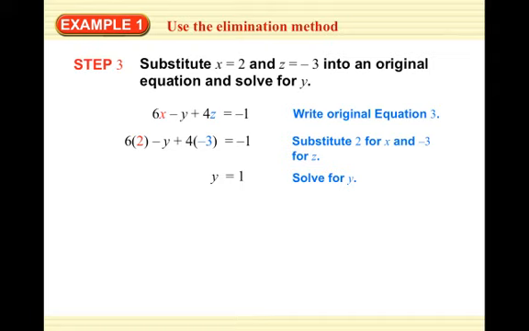And everybody knows the first number in that ordered triple is x, the second number is y, and the third number is z. Okay, so make sure you write your answer, even though on this PowerPoint they don't, write your final answer as an ordered triple. So you want to put in parentheses 2, comma, 1, comma, -3.